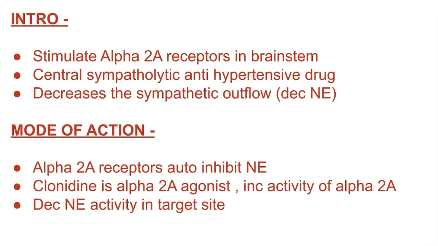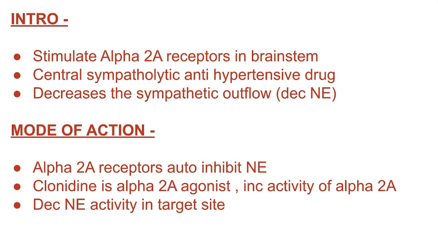Clonidine. It stimulates alpha 2A receptors in the brainstem. It acts as a central sympatholytic antihypertensive drug. What does this sympatholytic mean? It means decrease in the sympathetic activity, thereby decreasing the norepinephrine. So the mode of action is alpha 2A receptors auto-inhibit norepinephrine.